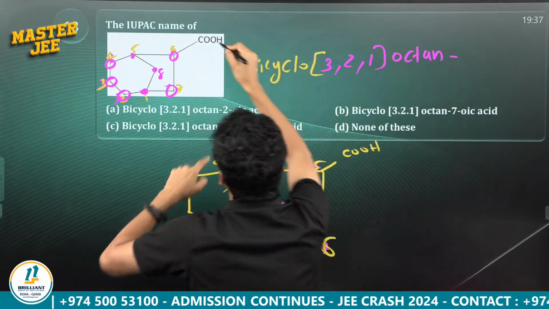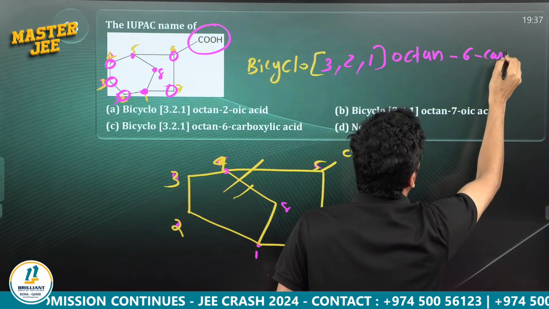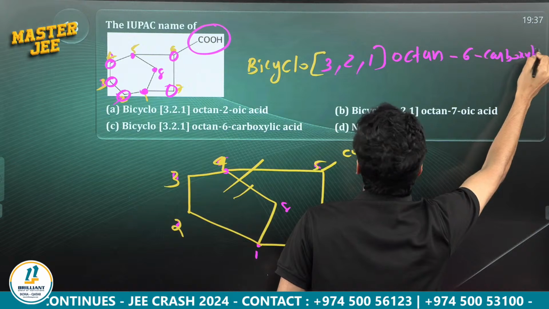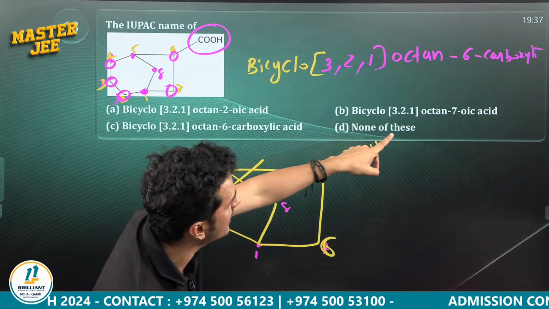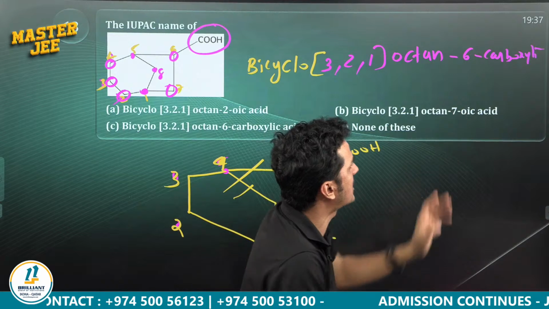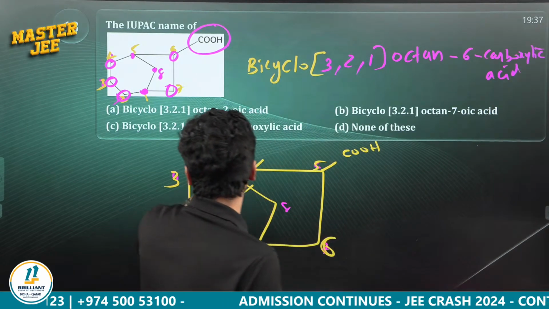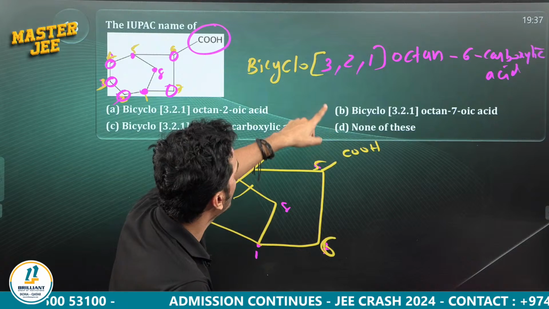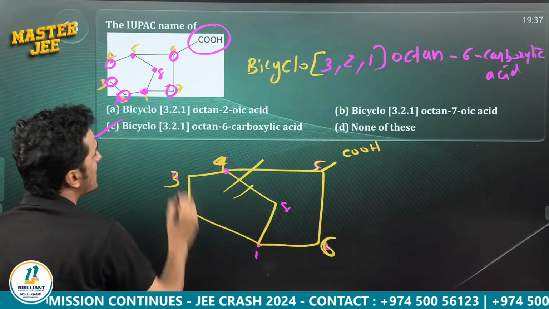Then we have to tell that in the 6th carbon, carboxylic acid is there. 6 carboxylic acid. So bicyclo 3, 2, 1 octane 6 carboxylic acid. That's the name. So you have to check the option bicyclo 3, 2, 1 octane 6 carboxylic acid. Option C is the correct one.